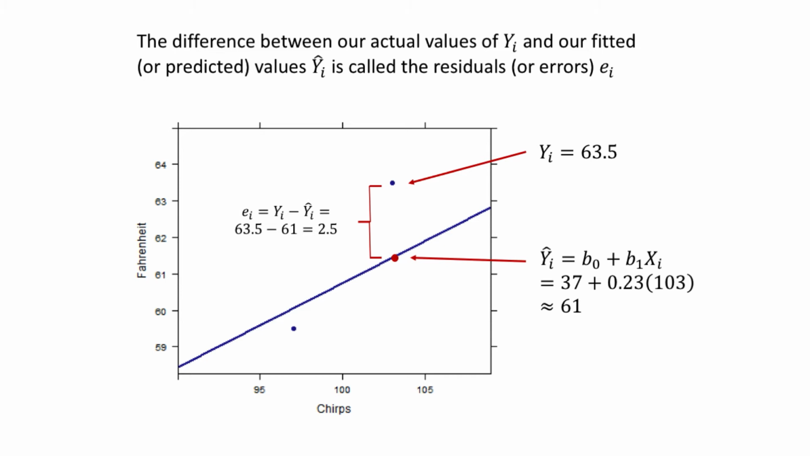Not terribly far off if you're a farmer going out in the field and using this to predict temperature. It's not too bad. 2.5 degrees Fahrenheit is not too far off, but we are off. There is an error. There is a residual. And as we'll see in just a bit, you can use these residuals, these errors, to understand how good of a job your line is doing in terms of fitting a scatter plot of data.